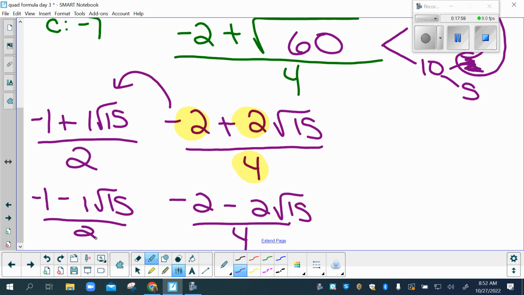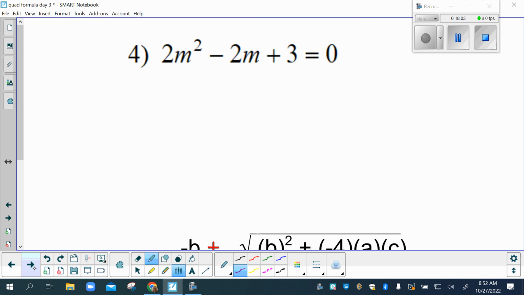You guys ready to try one on your own? Yeah? How about number 4? Number 4 is a pretty tricky one. I think there might be an I in there. I'm putting it all together. This is everything.